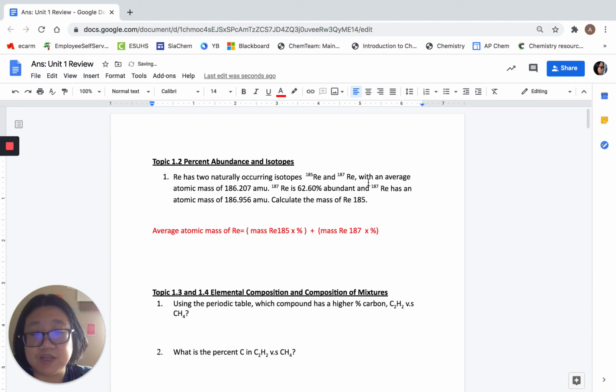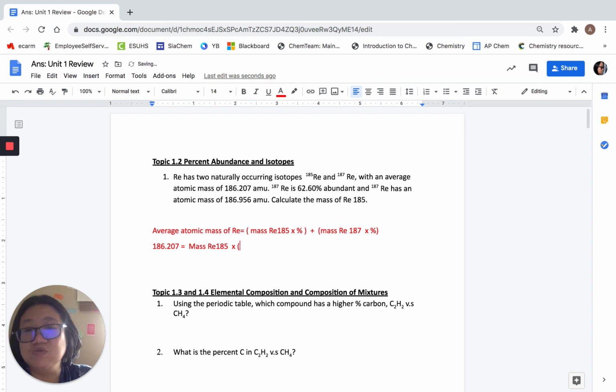Okay, so let's go ahead and read it. So the Re with the average mass of this. You know the average mass was 186.207 AMU. I'm not going to write the unit, just so you know that all the masses are going to end up in AMU in this case, so we're just going to leave it alone. Mass of Re-185, let's say, Re-187 is this percent abundance and then 187 mass. So in this case, you only have 187. We don't have 185. In fact, you are looking for 185. So we're just going to leave it as mass of Re-185 times percentage.